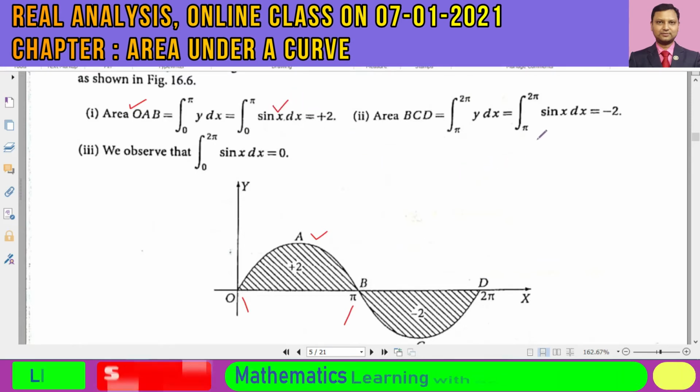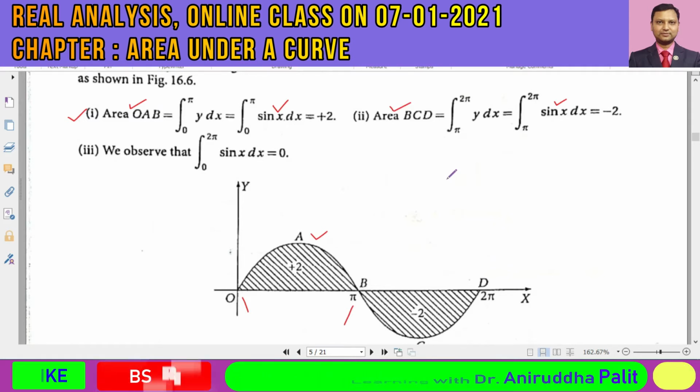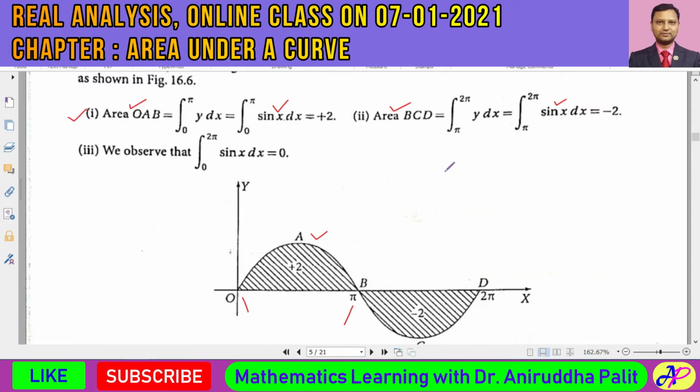And between pi to twice pi, the sine function is negative. That's why we consider the limits pi to twice pi individually. One portion is computed for the positive curve, another portion is computed for the negative area. Afterwards we add them up, but in addition we will have to consider their modulus value, because otherwise the positive area and the negative area will cancel each other. Got it? Yes, sir.